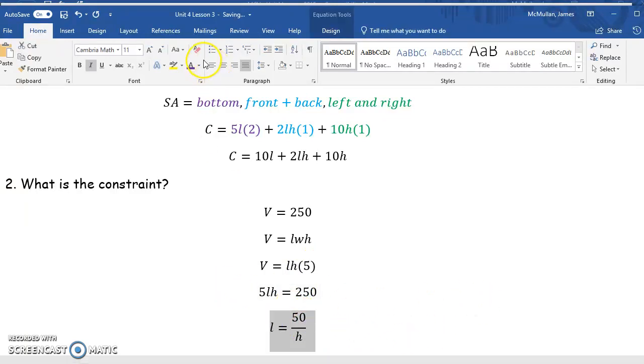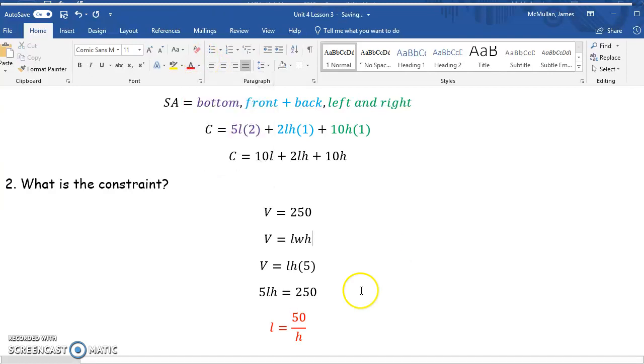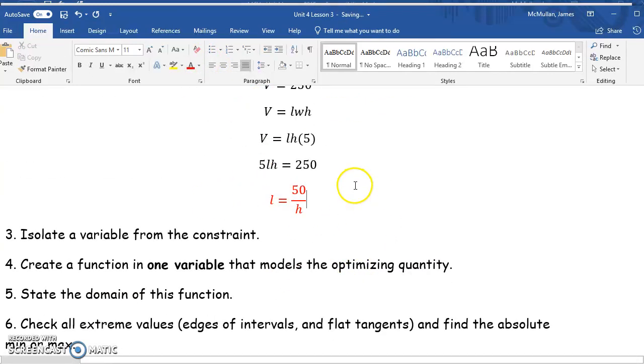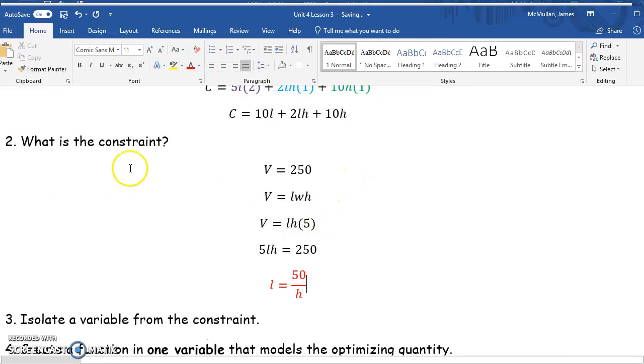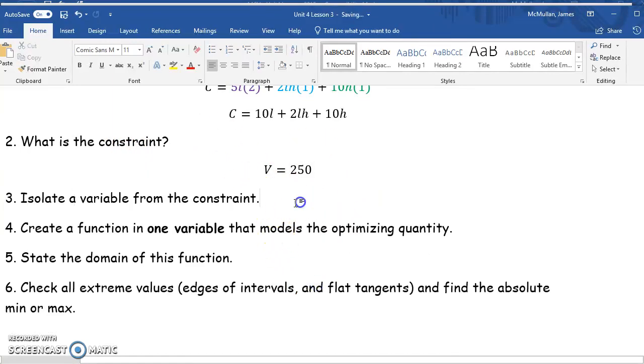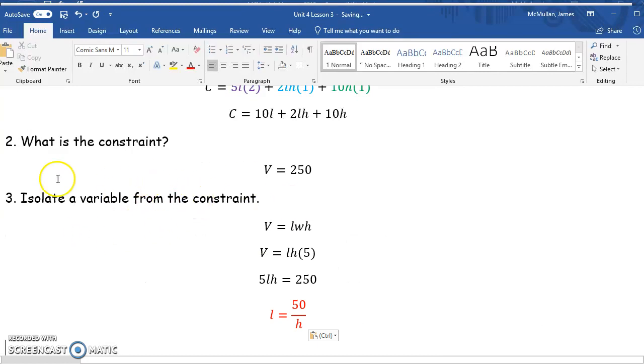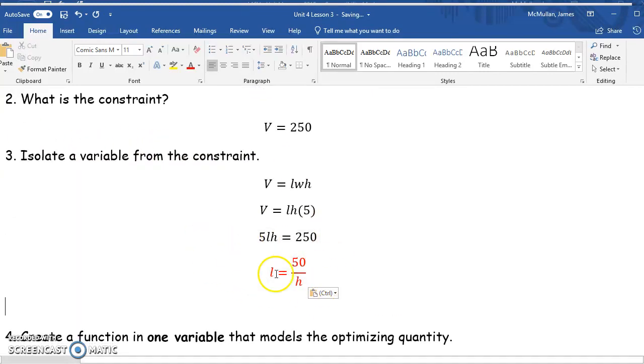So this now gives me the substitution that I need in order to sub into the original equation and get it isolated, right? So, the constraint was there, and here, I'm just put it in the wrong spot. So to isolate the variable, we isolated L. Okay, so we found a way to express L using H.